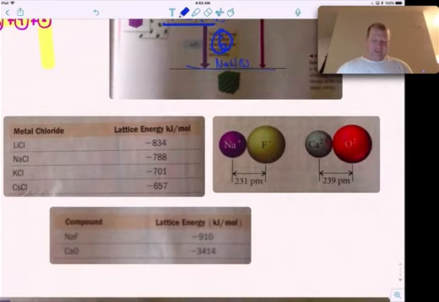And if you look at sodium fluoride and calcium oxide, they're about the same size of ions, and so they have a certain distance that they like to sit with each other. And then if you look at the lattice energies between them, sodium fluoride is about negative 900 kilojoules per mole, and calcium oxide is about 3,400. Is this surprising? No, it's not.